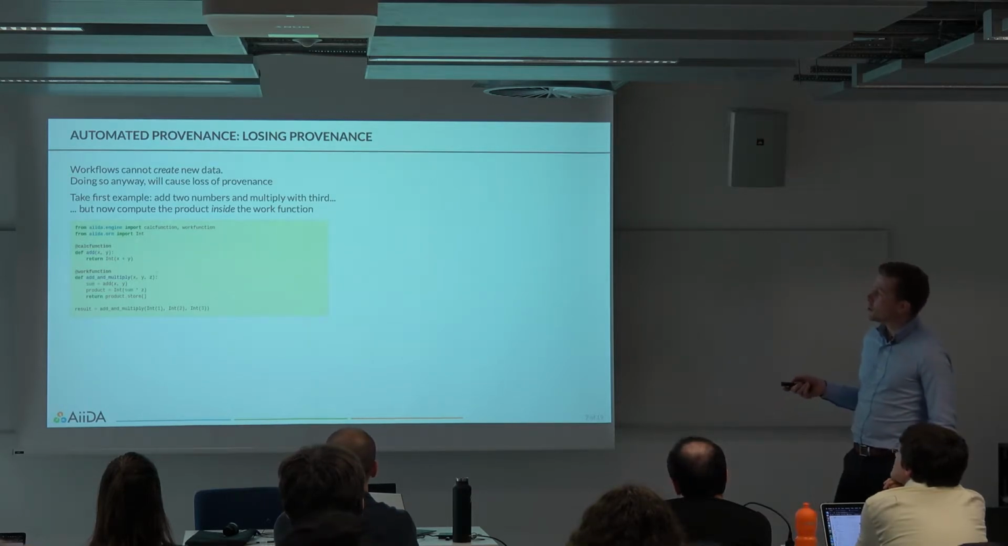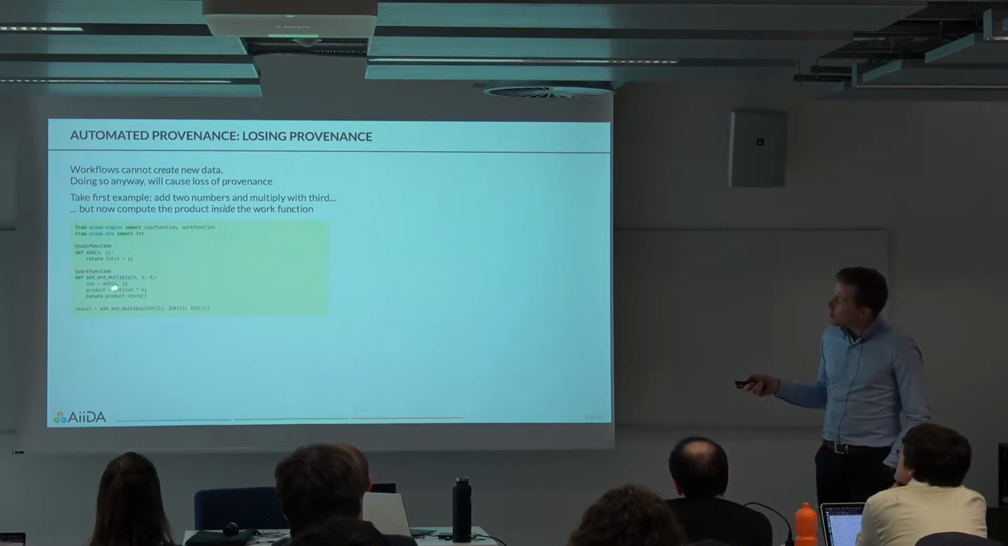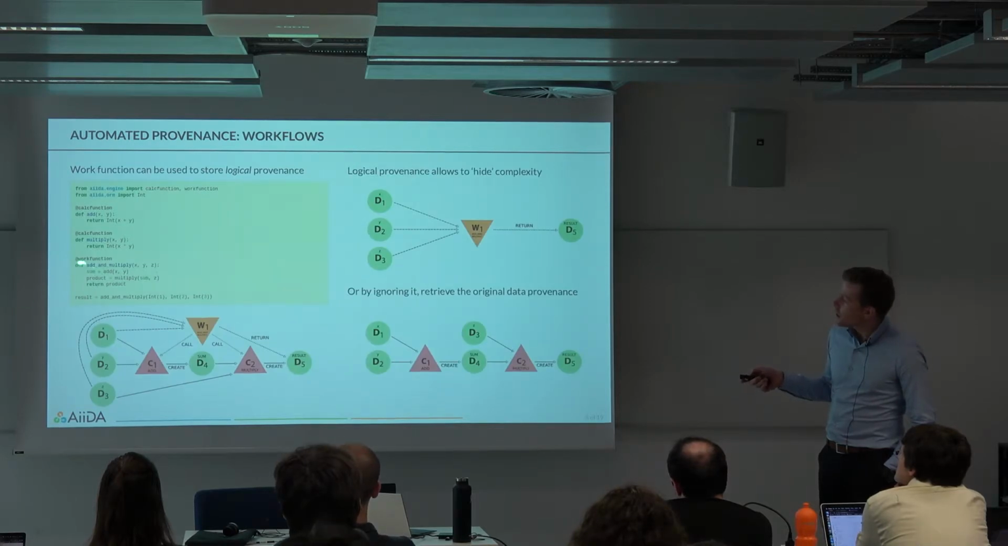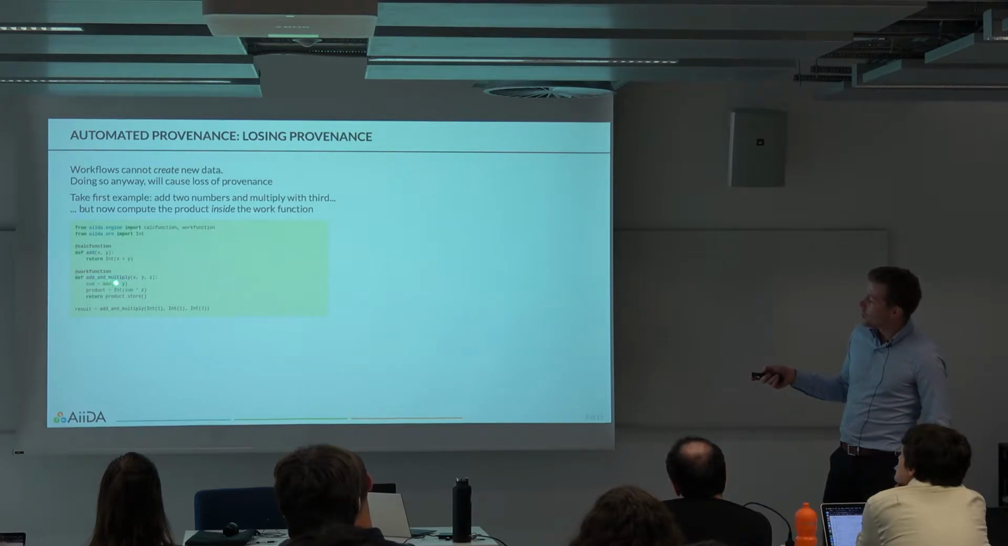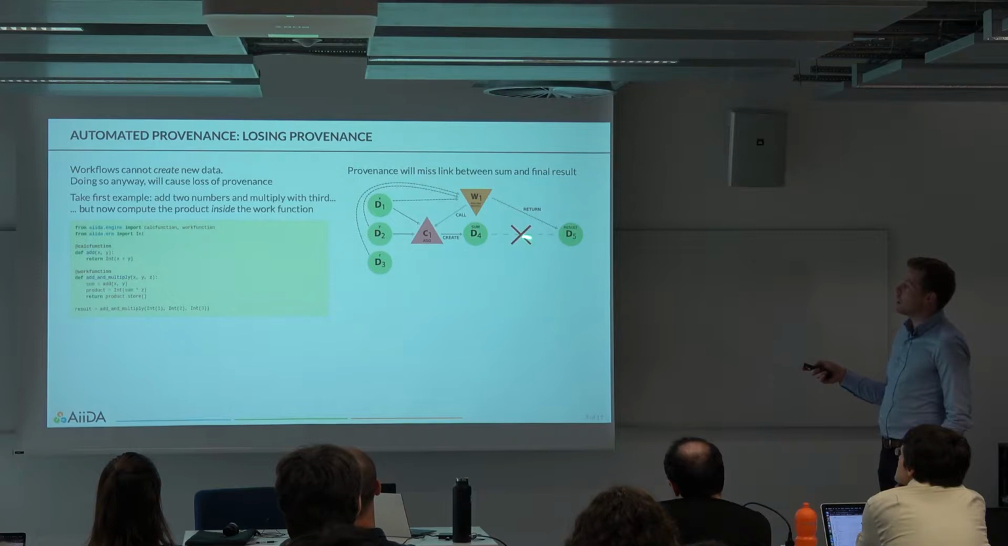So let's take our first example again, two numbers addition and multiplying with a third. Here, this work function called the two calc functions to do the actual calculation. Now let's instead do the addition through the calc function, but then do the multiplication ourselves within the work function. This would be the resulting provenance, and I've drawn here an imaginary link between the sum and the final result, because this link wouldn't be there.